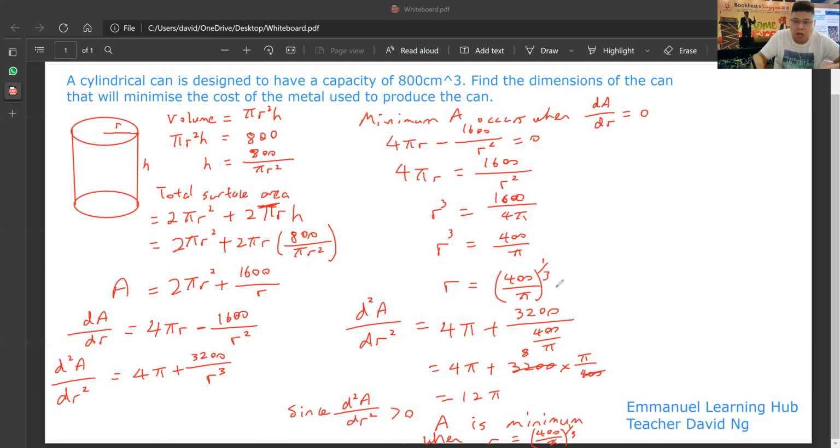So you just found R has to be this value. So the dimensions of the can will be R is this value. Then what's your H? H, you just sub it in. So once you get your R and H, that will be the dimension of the can, right? You agree? Yeah. Okay, that's your R. Your H, you just sub it in.